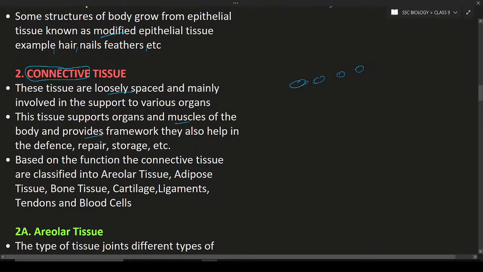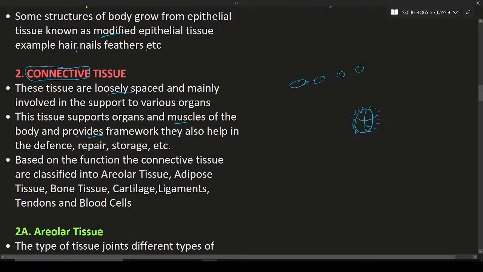So what is meant by framework? Framework is nothing but, let us consider this is the heart, the 4 chambers. So the heart has 4 chambers. How is this heart kept in position? This heart is kept in place with the help of some kind of tissue. That is the main importance of the connective tissue.